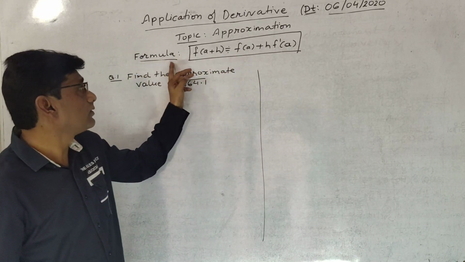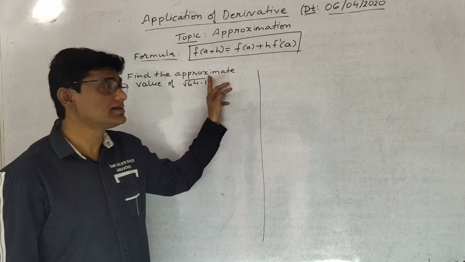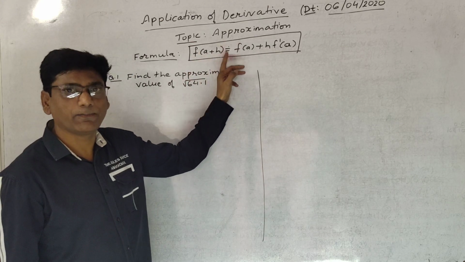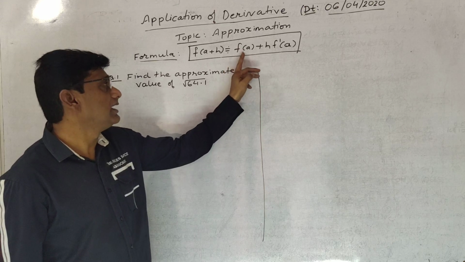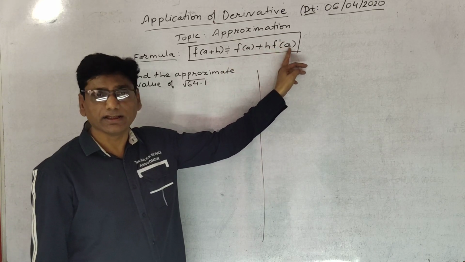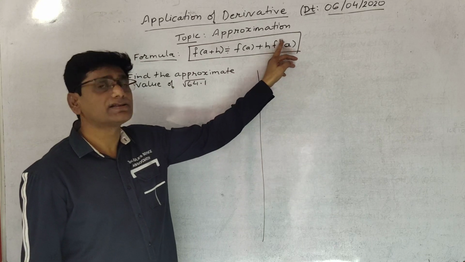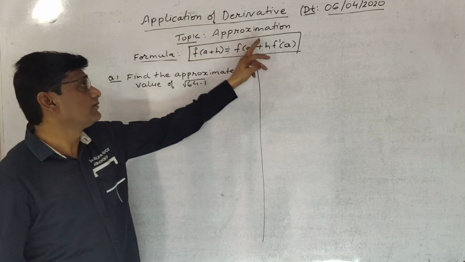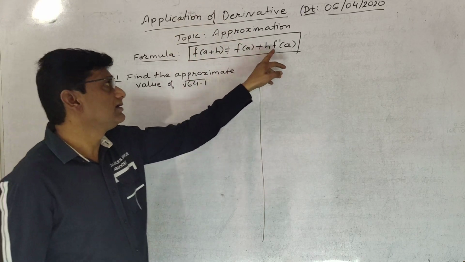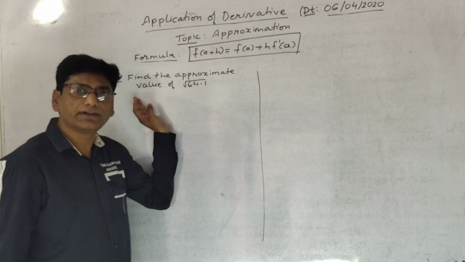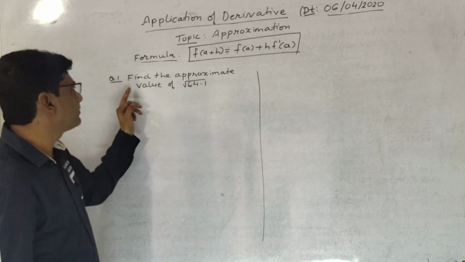The formula for approximation is f of a plus h is approximately equals to f of a plus h f dash of a. You know that f dash means derivative. We are applying this application of derivative, so we have to take the derivative of the terms. So now I have already written one of the problem on it. So just see that problem.